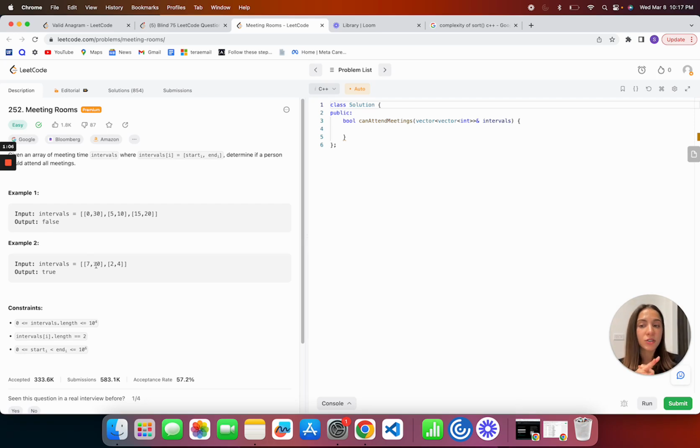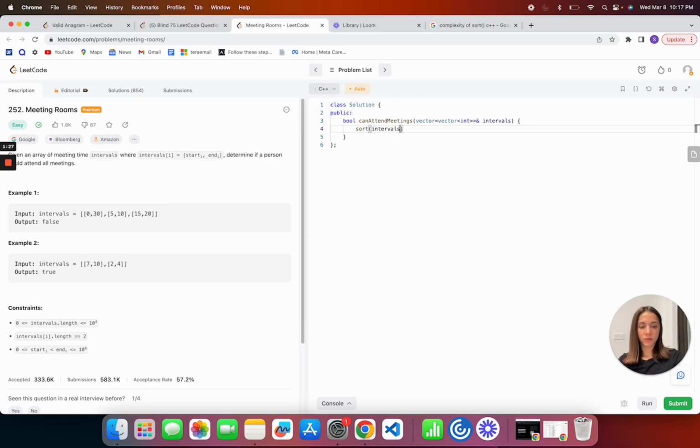The only catch to this question is that in example 1, we are given the intervals sorted. However, it's not always guaranteed that they are going to be sorted, as we can see in example 2. So the trick to this question is that we have to sort these intervals.